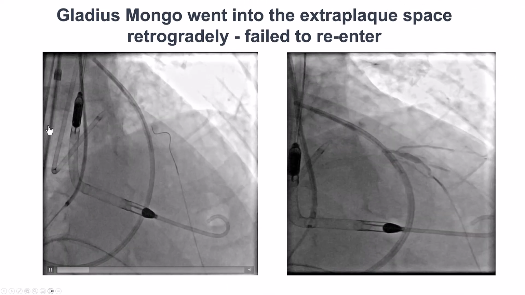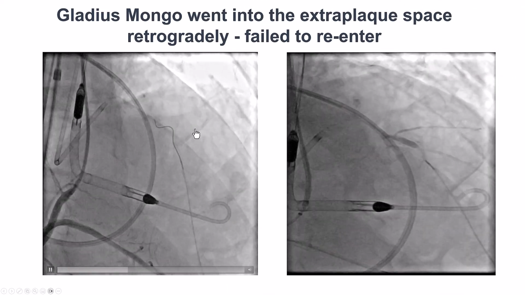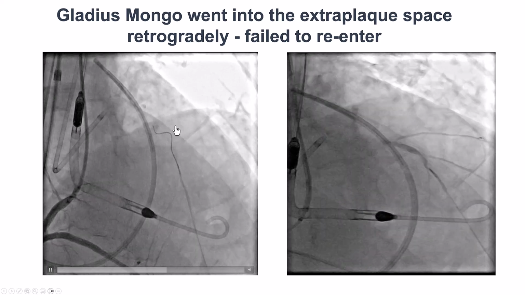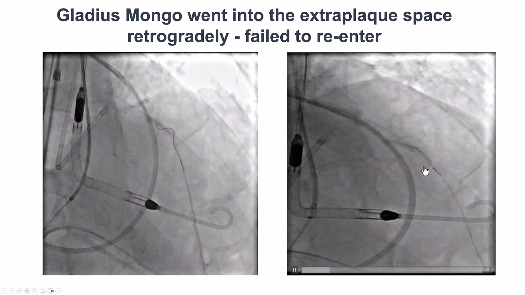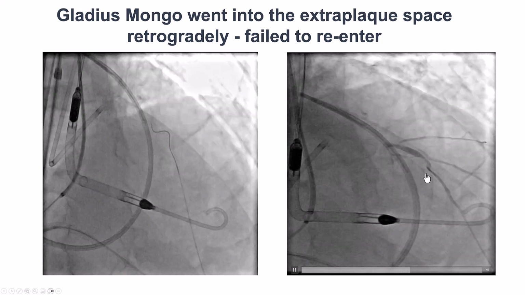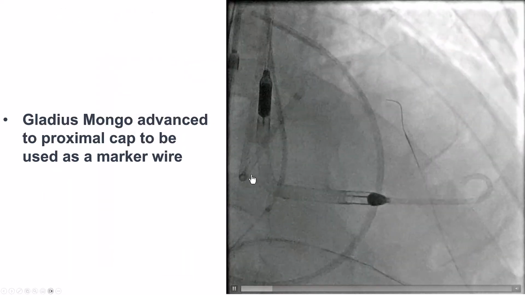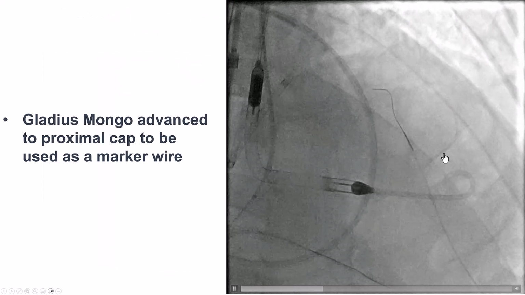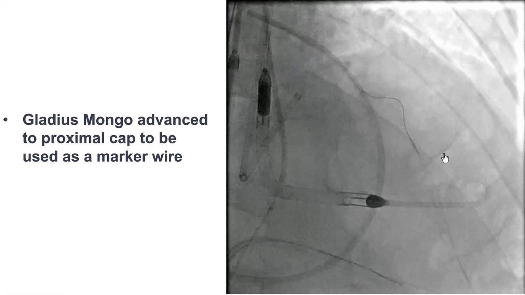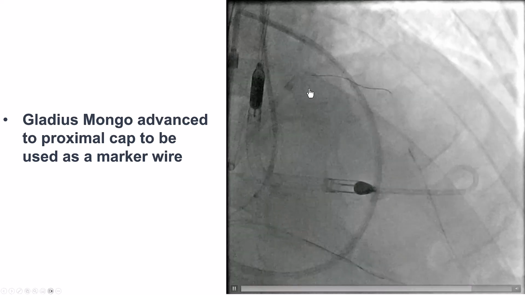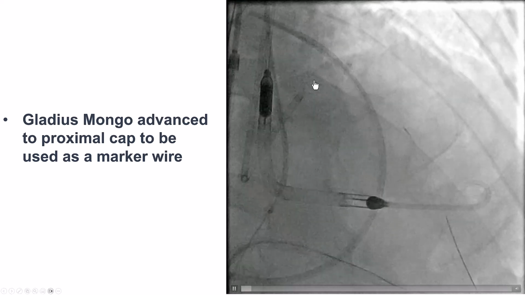So at this point, our plan was to do reverse cart. However, trying to advance a Gladius Mongo retrograde, we had a lot of difficulty, and it looks like the wire was entering the extraplaque space into the proximal mid-LAD. So after multiple attempts, we tried workhorse wires, we tried Suoh 3, we tried multiple wires, but the wire kept on entering the extraplaque space.